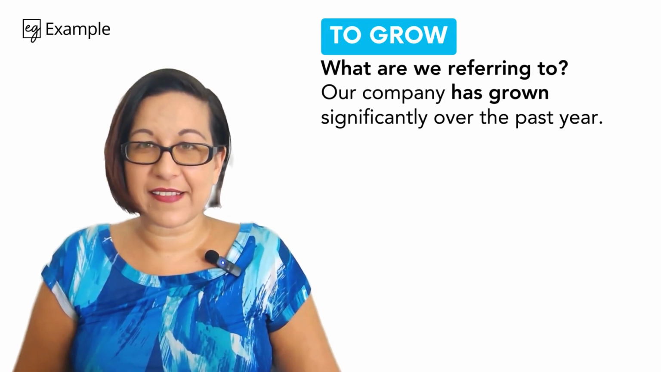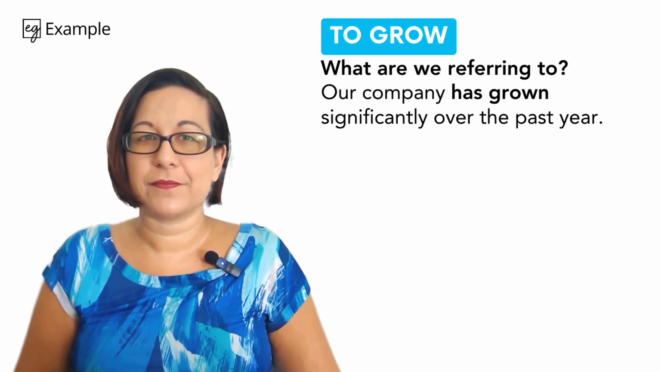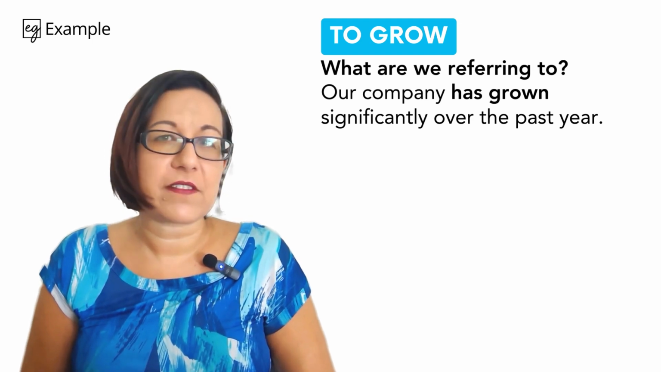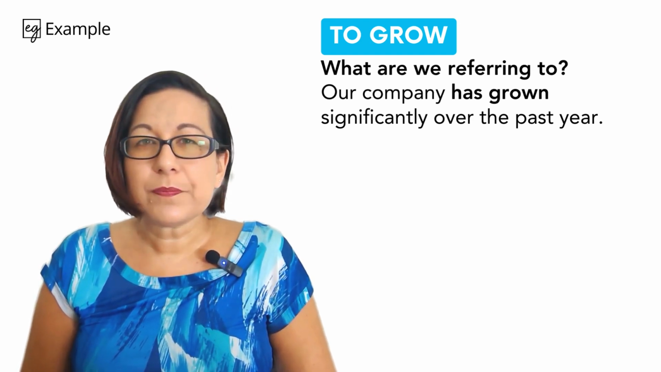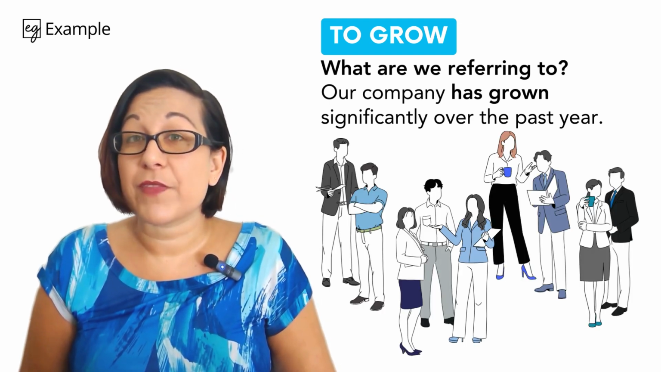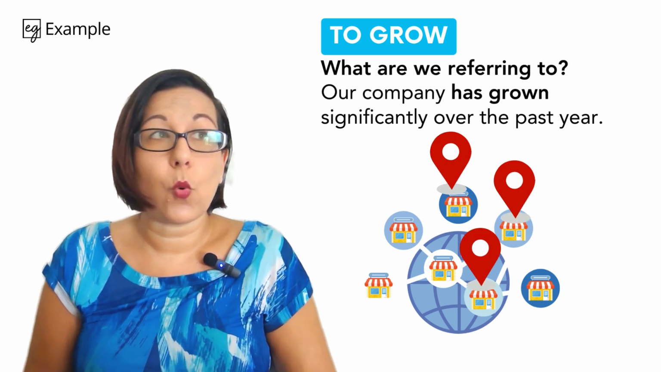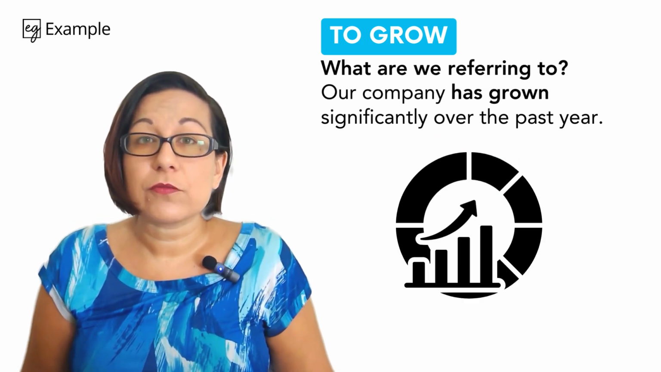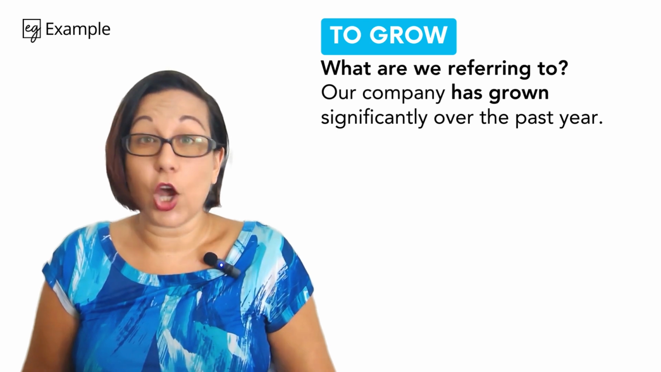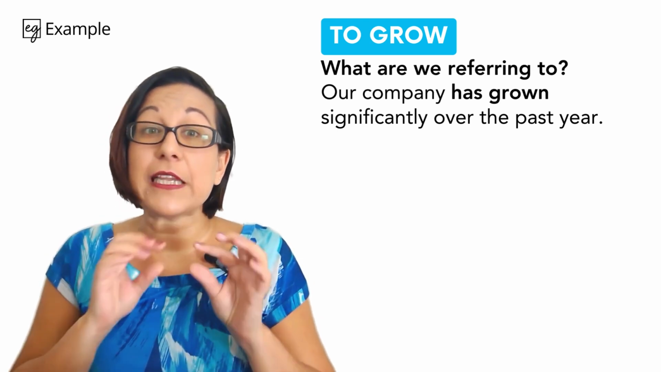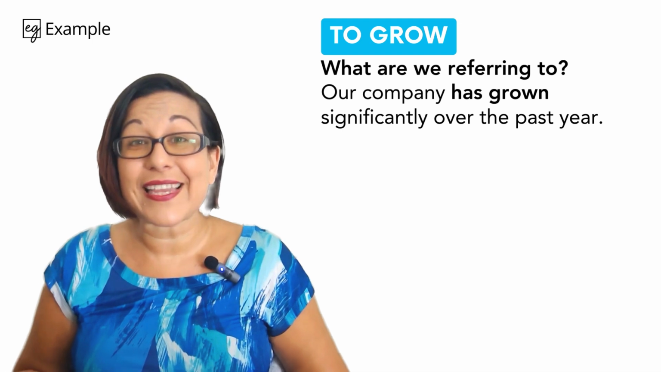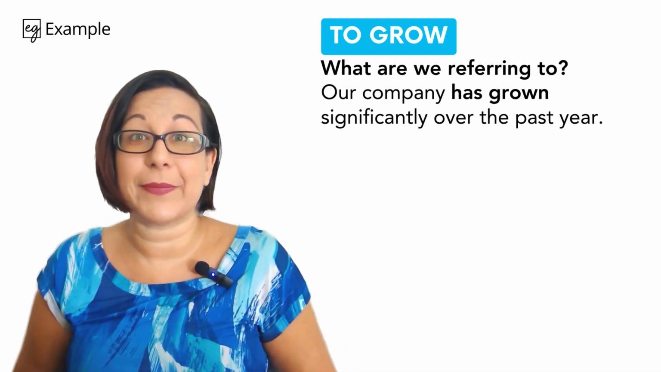But in this next example, what am I talking about? Our company has grown significantly over the past year. Well, I could be talking about the number of employees, maybe the number of branches, or maybe our market share, possibly our range of products. It's a good sentence, but I would definitely be waiting for more information in the rest of the conversation to find out exactly how, in what way has the company grown.